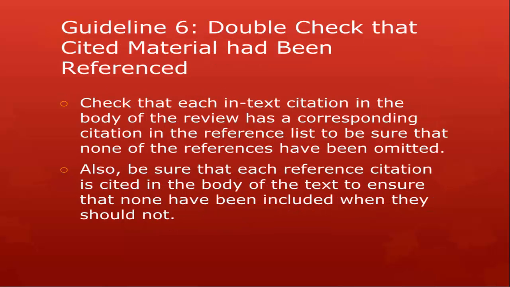Guideline 6. Double check that cited material has been referenced correctly. Check that each in-text citation in the body of the review has a corresponding citation in the reference list to be sure that none of the references have been omitted. Also, be sure that each reference citation is cited in the body of the text to ensure that none have been included when they should not.